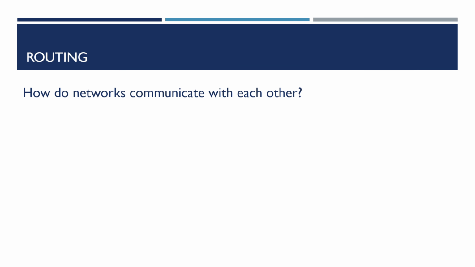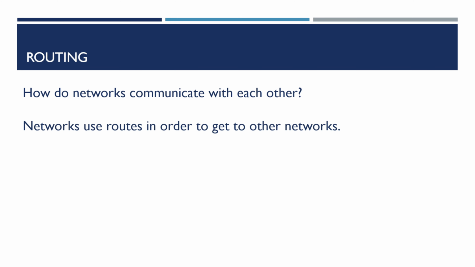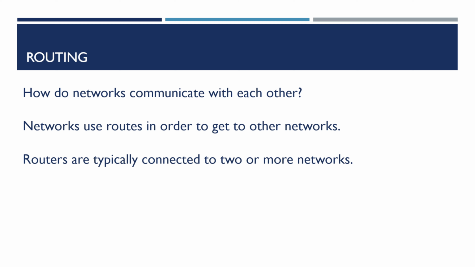Well, time to discuss some routing. How do networks communicate with each other? Networks use routes in order to get to other networks. Routers are typically connected to 2 or more networks. Most frequently, you'll see a LAN side and a WAN side.